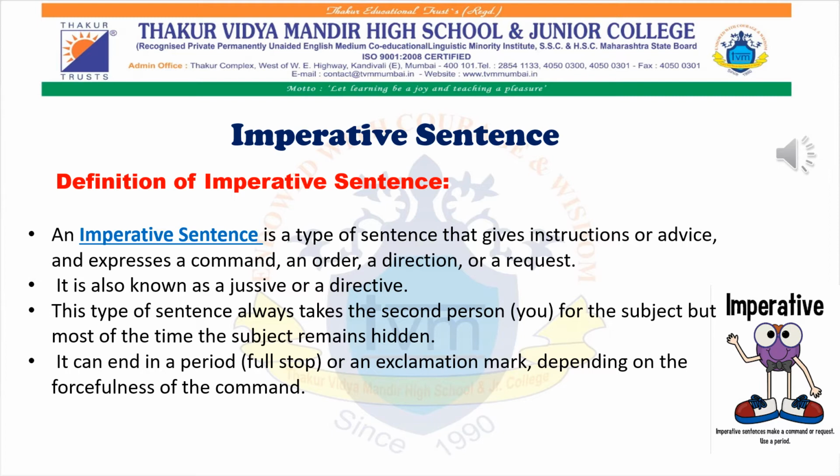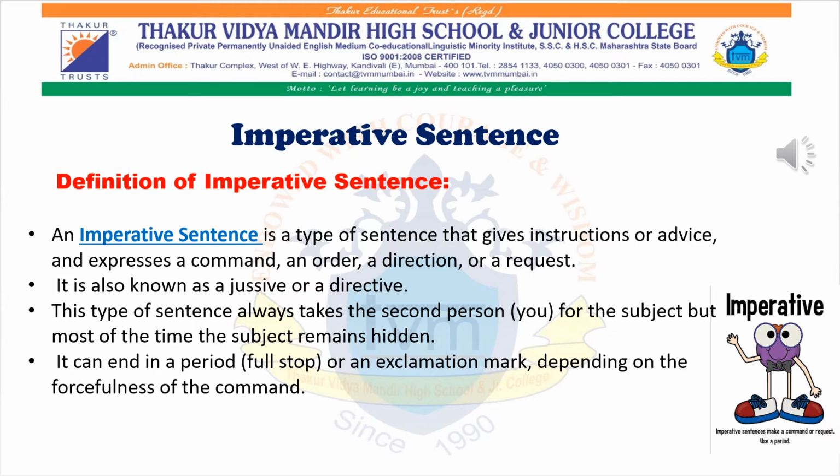So if anyone asks you what an imperative sentence is, you can say that imperative sentences are sentences that give advice, command, request, directions, or orders. It is also known as a directive. Imperative sentences give some kind of message to the other person, and this type of sentence always takes the second person 'you' as the subject. But most of the time the subject remains hidden, which we will be studying.